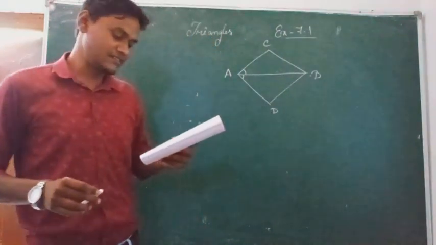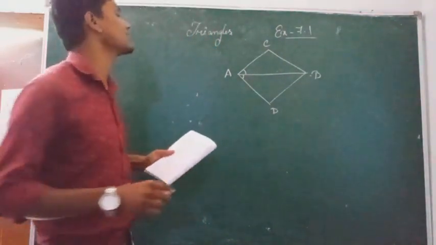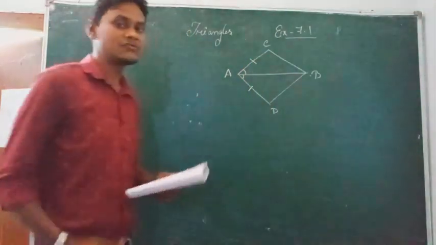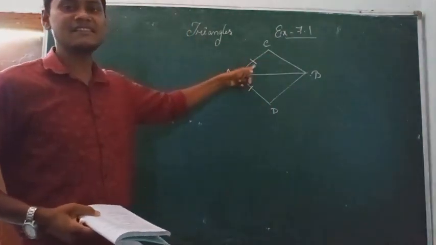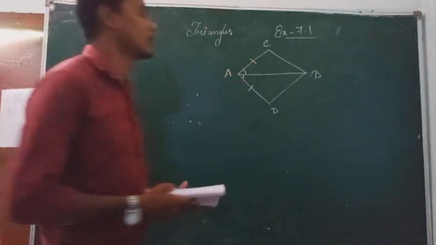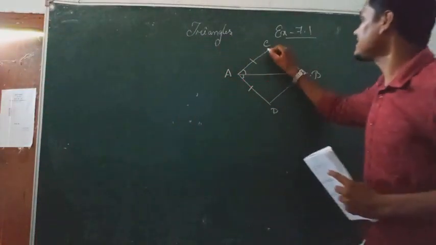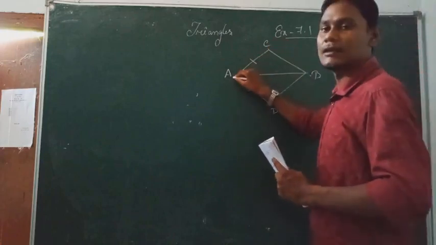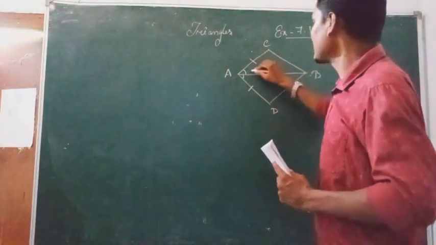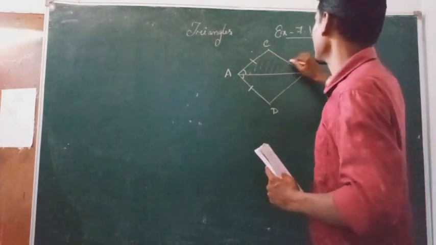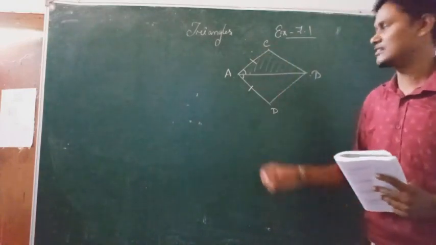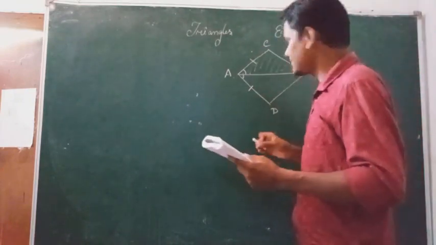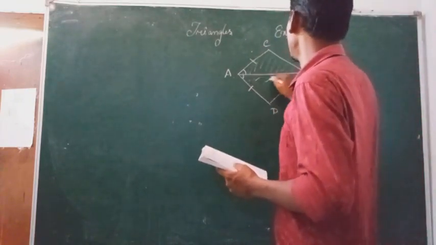In quadrilateral ABCD, AC is equal to AD is given. So this AC side is equal to AD side. This AC side belongs to the upper triangle, that is, triangle ACD, whereas this AD side belongs to the lower triangle.